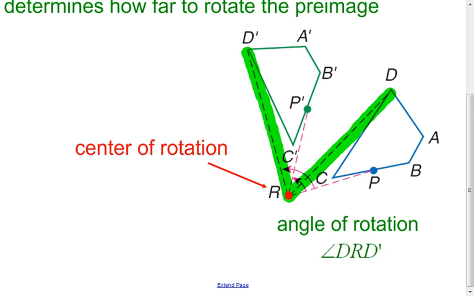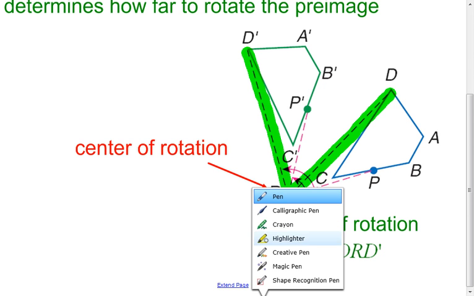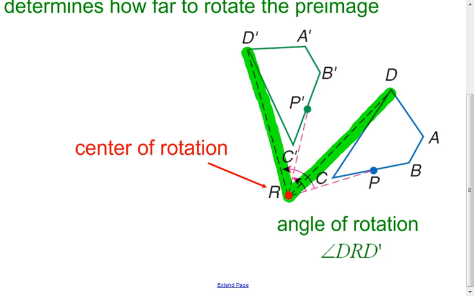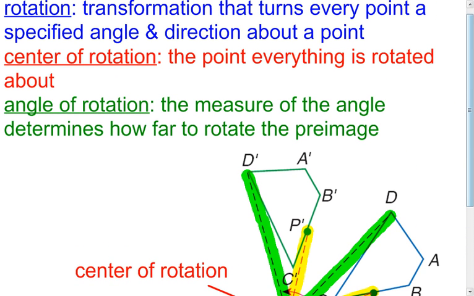Now, it's not the only one that we could have used. I could have taken any one of those points. Let me just highlight, for example, the one that this is using. It's using P ending up on P prime. If you were to measure both of those angles, they would be equal in measure, because it's the same angle of rotation no matter what point you're rotating. So that's what a rotation is.